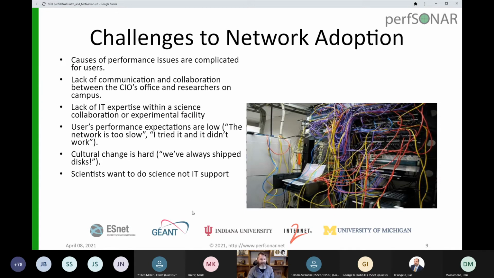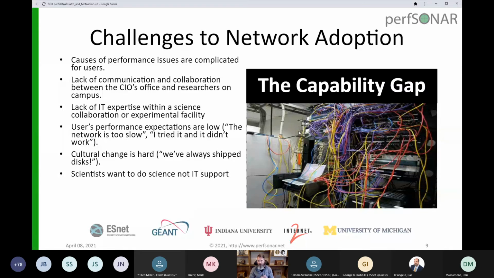Scientists want to do science. They don't want to do IT support. They don't want to figure out why the network isn't working the way they think it should be working. They just want to do their science. And so that's where we come into the capability gap, which is where the end users don't understand the network because it's too complicated and they don't have enough visibility, or they just don't care to because they have other things to do with their time.